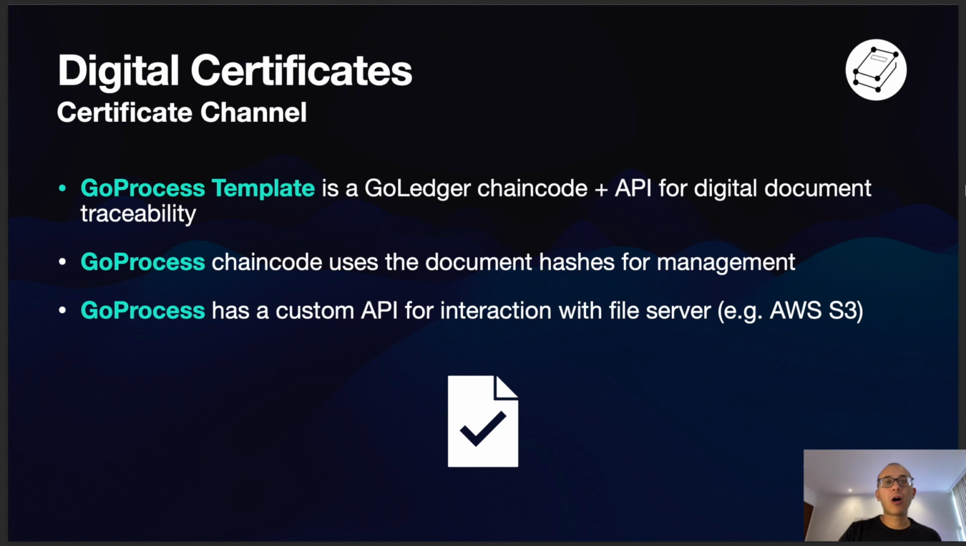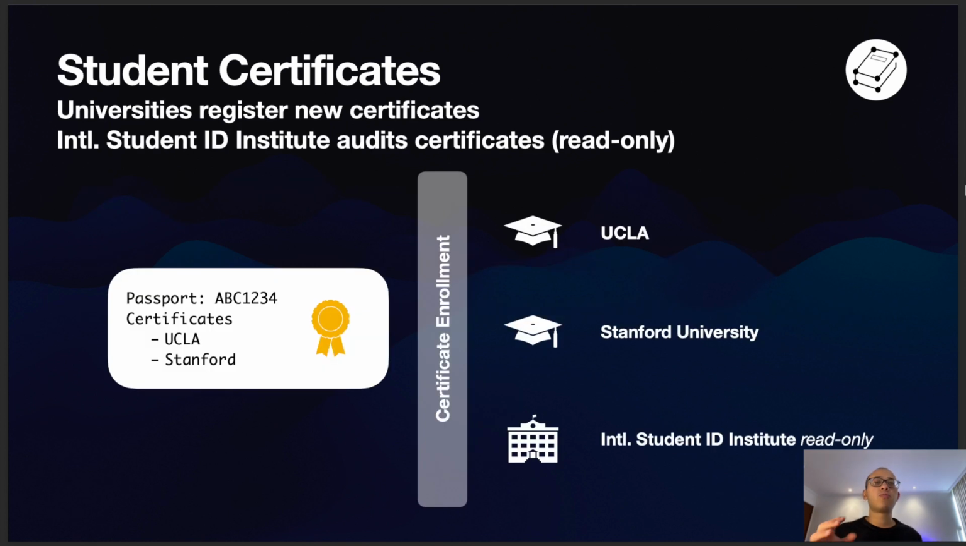In the other channel, our main goal is to register certificates. And just like any other document, certificates can take advantage of the GoProcess template, which provides a chaincode plus a custom API for document traceability. Using hashes and object storage integrations on the API level, we can seal those documents and guarantee their validity inside the network. And this will be used by the universities to register the student certificates, and as a read-only functionality for the institute.